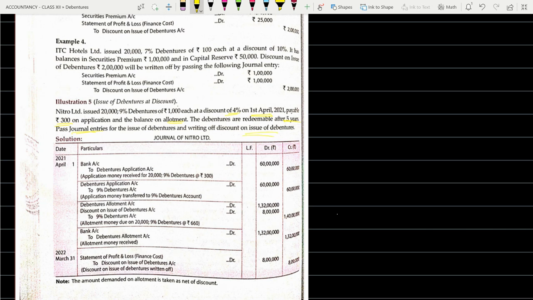So now first entry will be the receipt entry, bank account debited to debenture application account, and the number of debentures issued by the company is 20,000 debentures. So 20,000 debentures into what value? 20,000 debentures into the application money is how much? 30 rupees, right? Out of how much? What is the face value of the debenture? What is the face value of debenture, ma?